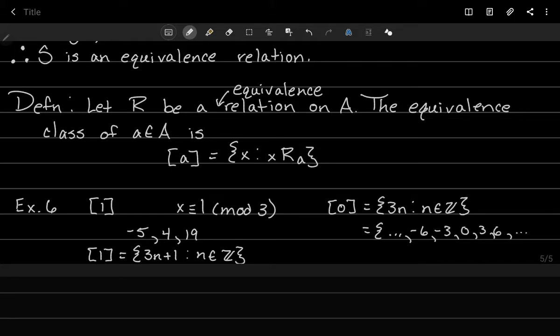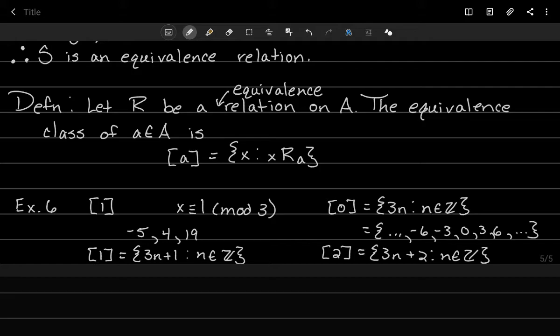Right? So it's things like that. Okay? Then the equivalence class of 2 is going to be everything that has a remainder 2 when divided by 3. Okay. These equivalence classes actually do cover every single possible number.